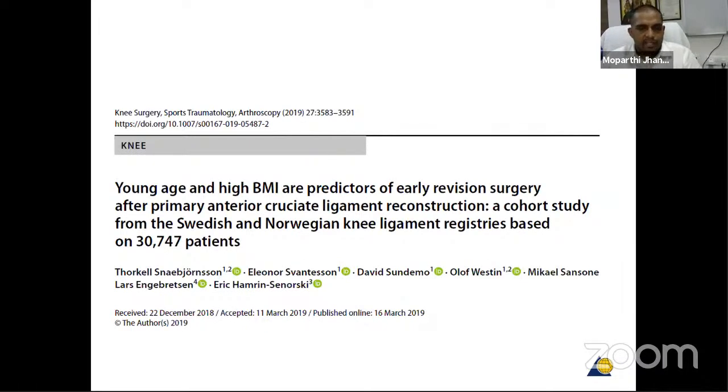One of the studies recently done from the Swedish and Norwegian knee ligament registries was a cohort study of 30,000 patients. It was published in Knee Surgery, Sports Traumatology, Arthroscopy in March 2019. They found a high incidence of revisions with young age and high body mass index, BMI. So if the patients are too young, skeletally mature patients, going for primary ACL reconstruction, or have a high BMI, the chances of going for revision ACL reconstruction are higher. This is a study from the Swedish and Norwegian ligament registries based on 30,000 patients.